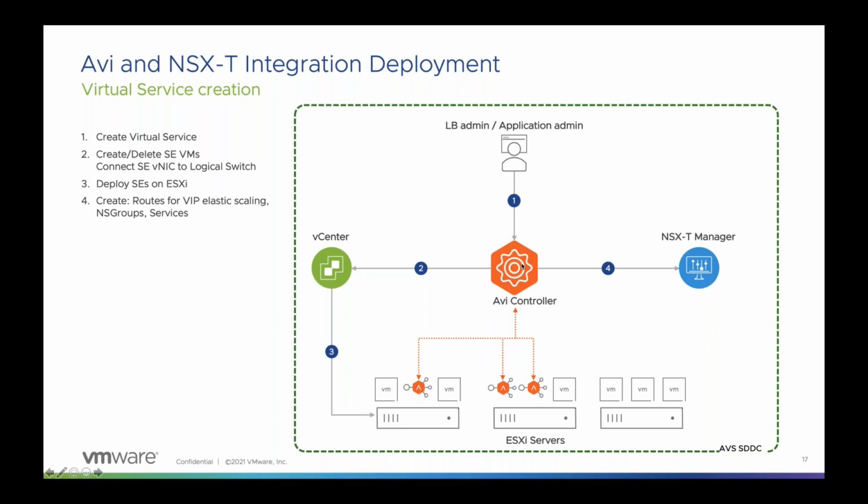And once you do that, the controller actually deploys the service engine on there using the vCenter APIs. And then it ensures that it creates the various routes on the T1 for service engine access, and ensures that it creates the groups and the other services.